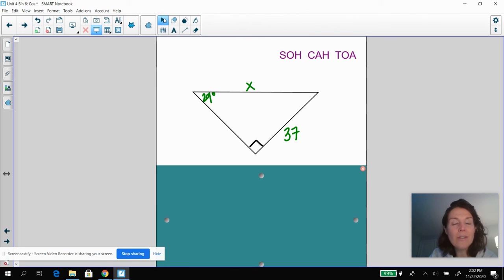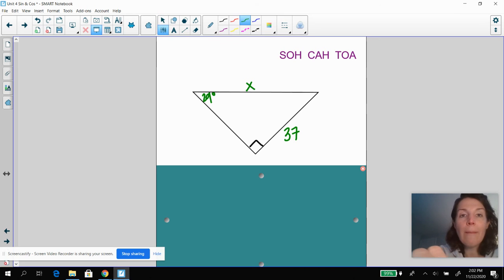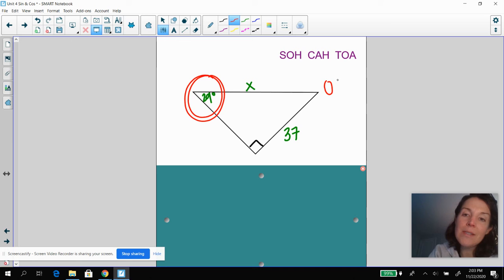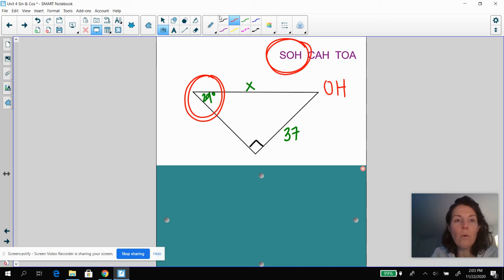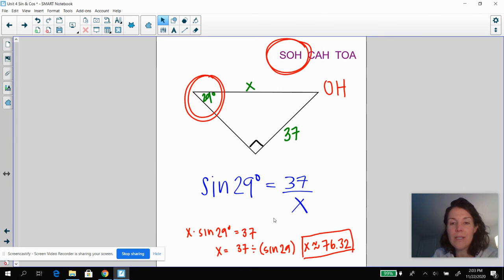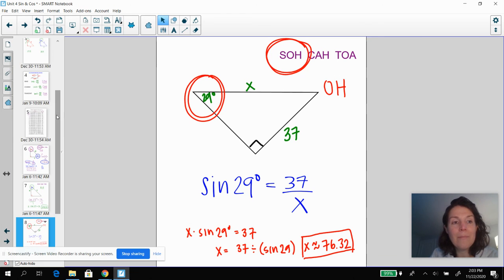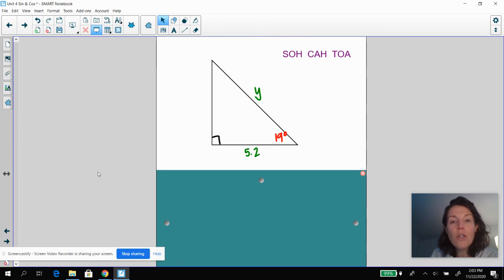All right, we're back. So hopefully you figured out, I'm looking here at this angle. I know I've got the side opposite and the hypotenuse, so I'm going to be using sine. So we would set it up as the sine of 29 degrees equals 37 over x, and then solve. And you wind up getting that x is approximately 76.32. And remember, it is just going to be a side length. Excellent. All right. Two more problems.